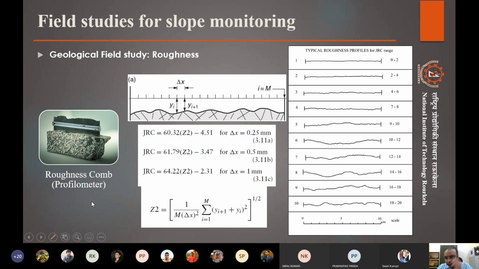Thank you, sir. Hello, sir. Yeah, sir, this is Prabhu, sir. Yeah, Prabhu. Sir, I think in this formula of Z2, within the summation, yi plus 1 minus should be there, because in the roughness the difference between the next and the previous height should be counted to find Z2, right?